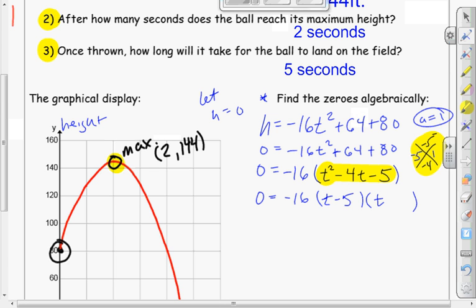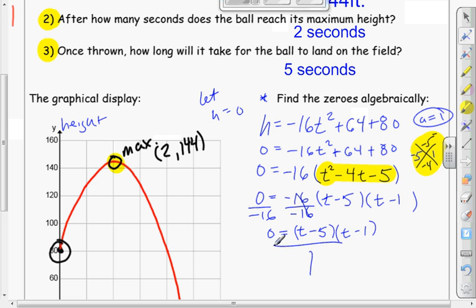So we end up with the following. 0 equals negative 16 times t minus 5 times t minus 1. I'm going to go ahead and get rid of that negative 16 by dividing both sides by negative 16. 0 divided by negative 16 will be 0, and we're left with 0 equals t minus 5 times t minus 1. Now we'll apply the zero product property, set both factors equal to 0.